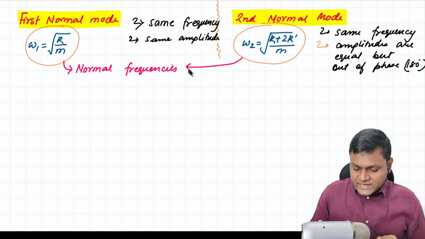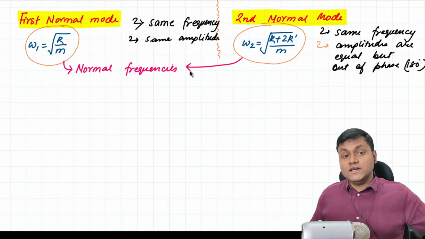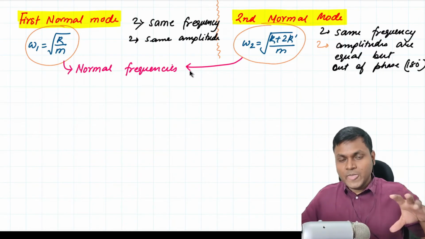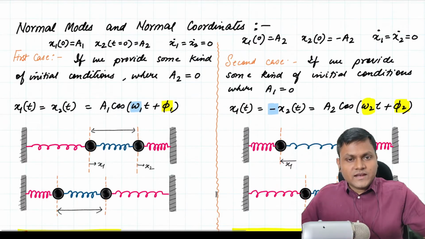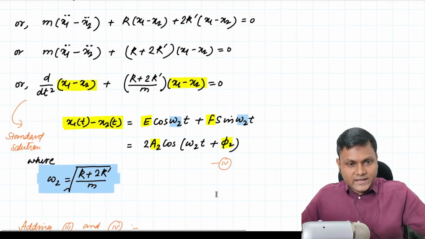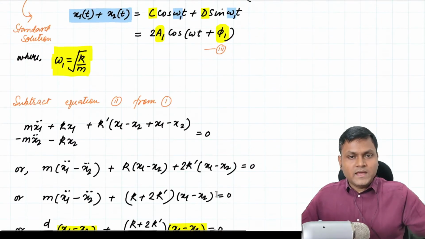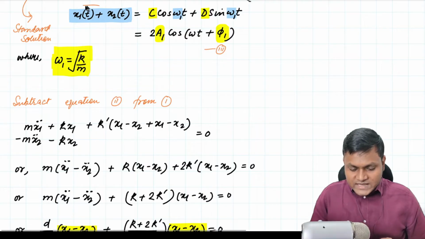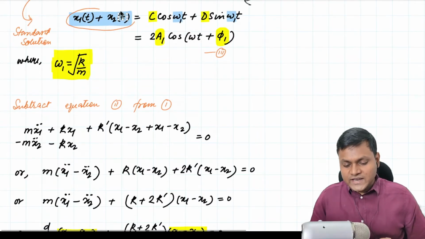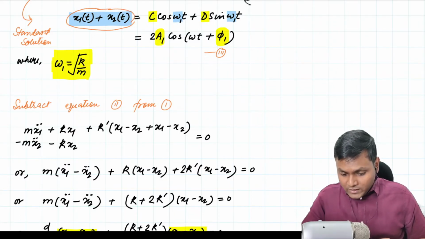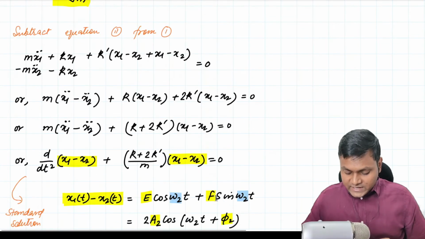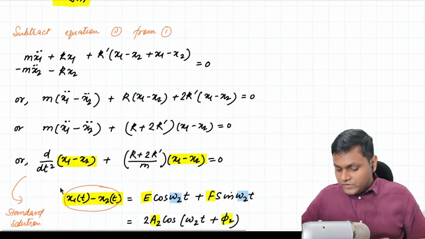So this coupled oscillator has two normal frequencies. It has 2 degrees of freedom, 2 normal frequencies and 2 normal modes, which brings me to something that I derived just some moments back. These quantities x1 plus x2, you remember? This x1 plus x2 is a quantity that is oscillating with one frequency omega 1, while x1 minus x2 is something that is oscillating with frequency omega 2.